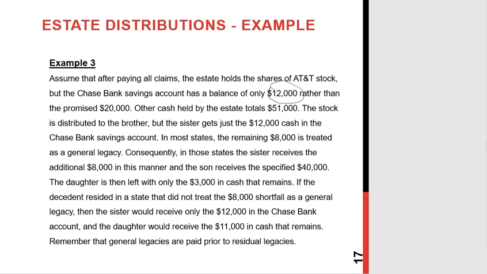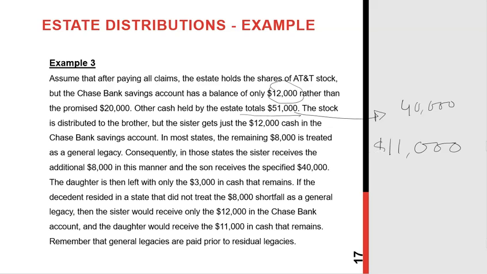And then later we will see this other cash, $51,000, which is a general legacy. And here we know that the son is entitled to get $40,000. So out of these $51,000, the son will be given $40,000. And then how are we going to distribute the remaining $11,000? Well, it varies from state to state.